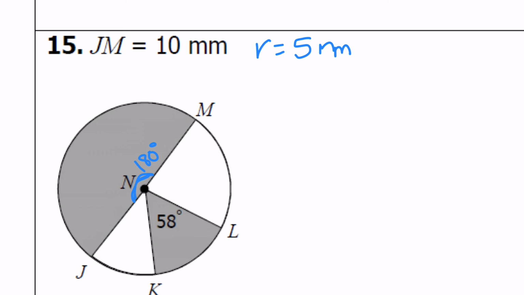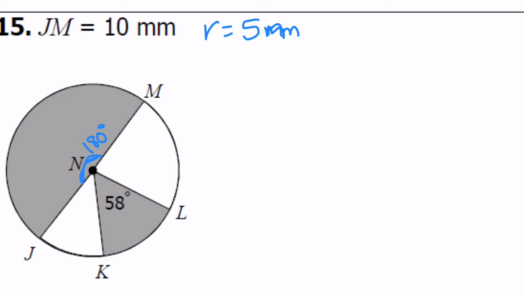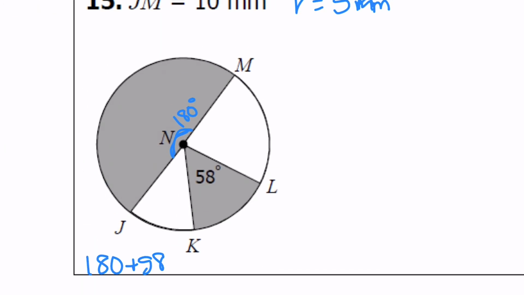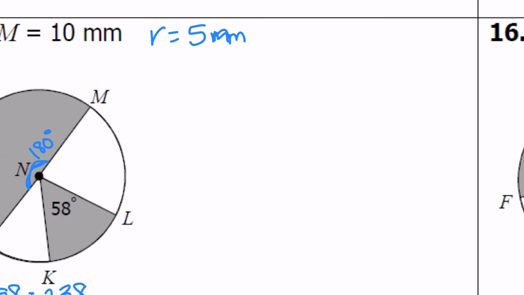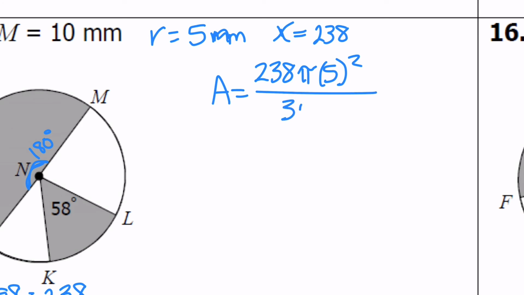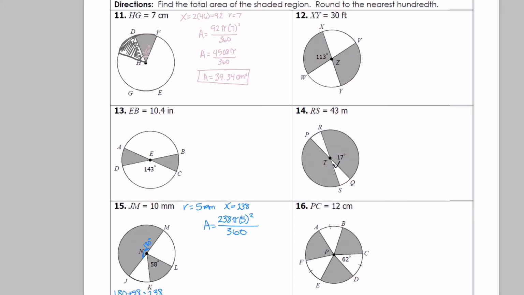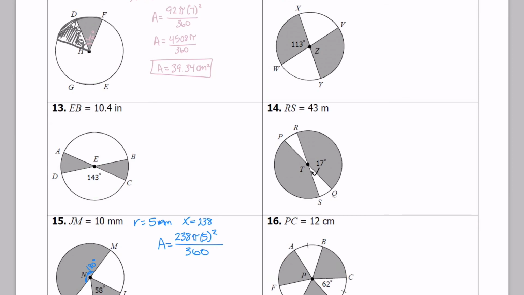Okay? So again, since the radius is the same all around, nothing changes there. But just like up on number 11, we combine the two arc degrees together. So 180 plus 58 is going to give me 238. And then I plug that into my equation. A equals 238 times pi times 5 squared all over 360. And then you complete and solve. Okay. So when you're finding the area of shaded regions, when you're dealing with sectors, if you have more than one, you combine the two arc degrees together and then plug that in for x in your formula. That becomes your x.